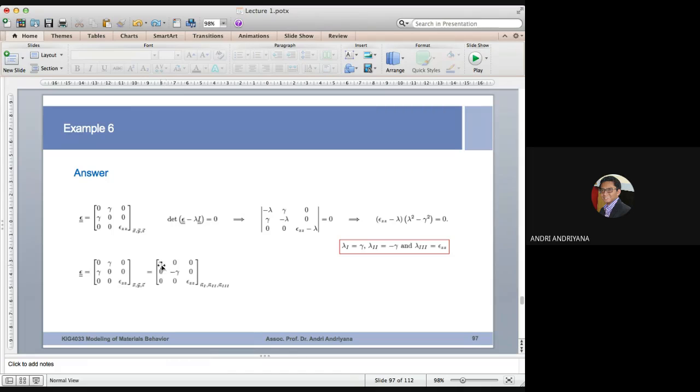Let's say I put here minus gamma, this is epsilon zz. It's fine, no issue. The most important thing is that you know what the three principal strains are. Later on, you will check what N1, N2, and N3 are. So it is a pair, it is a couple. N1 belongs to lambda 1, N2 belongs to lambda 2, N3 belongs to lambda 3. All right? Is there any question so far?